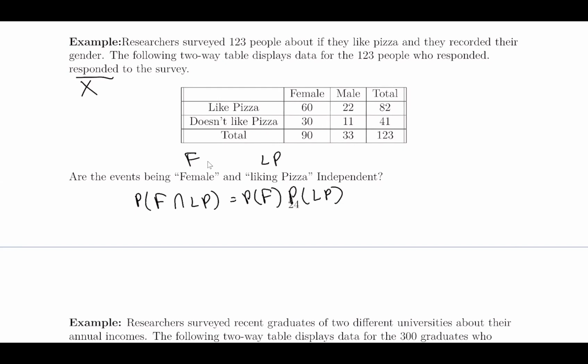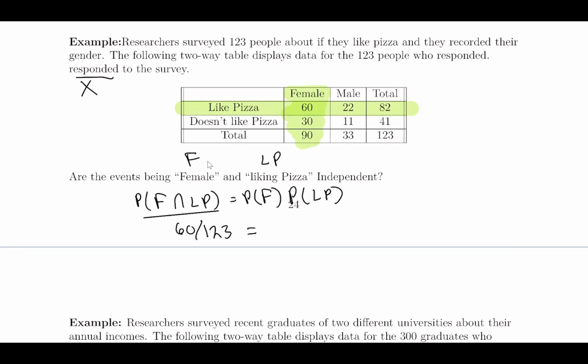So let's go ahead and find this. We want to find how many total females like pizza. So how many females do we have that like pizza? Cool, good job, Lisa. If you select like pizza and who are female, and look at the overlap, 60 is the overlap. So you want to put 60 divided by 123.